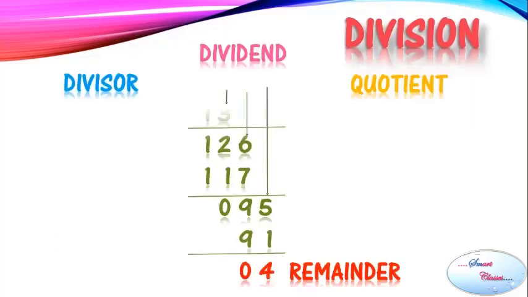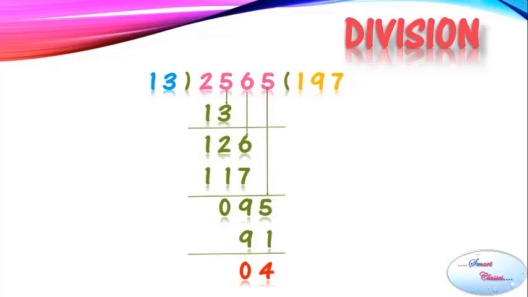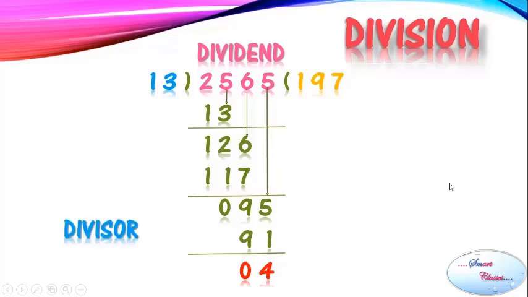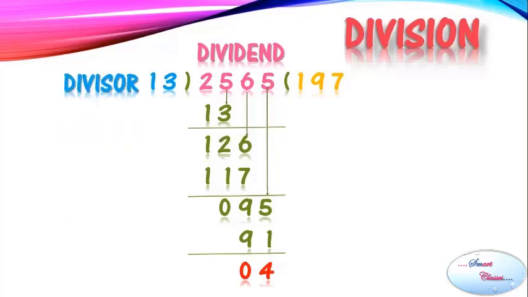Now, let's try to learn all the terms in division. Whenever we are dividing any number, suppose we are dividing 2565 by 13. The number which we are dividing is called the dividend. We are dividing 2565, this is the dividend. And we are dividing this number by 13. The number by which we are dividing any number is called the divisor. Here 13 is the divisor.